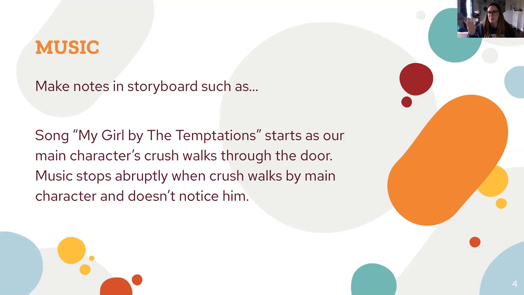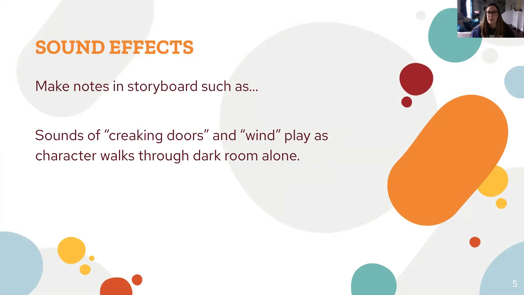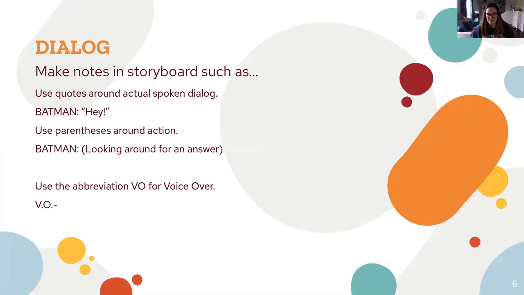You can almost see this scene playing in the head. So this would be an example of you making note of music in your storyboards. Make sure that you include notes about sound effects. So if you say something like, sounds of creaking doors or wind are playing as a character walks through a dark room alone, to add more suspense to a scene, then you're making note that you are going to incorporate these sound effects if you were actually editing it. Last but not least, we have voice dialogue.